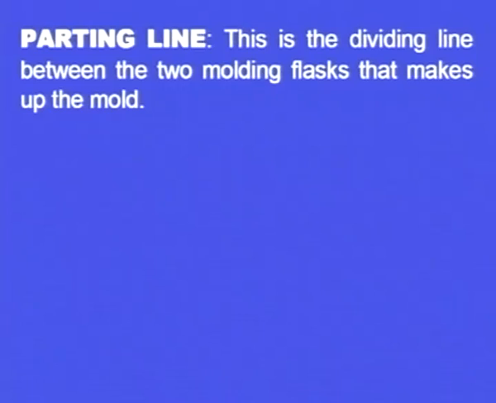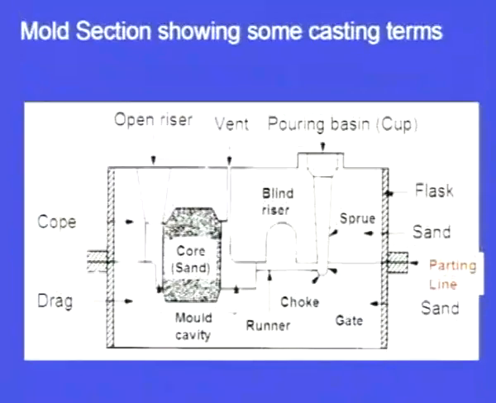Next one, parting line. This is the dividing line between two molding flasks. Here we can see this is the sand mold in which sand is compacted, and this is the upper molding box, that is the cope, and this is the lower molding box, that is the drag, and this is the line separating the upper molding box and the lower molding box. So, this line which separates these two molding boxes is known as the parting line.